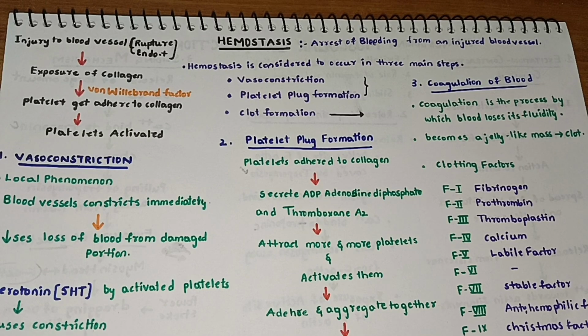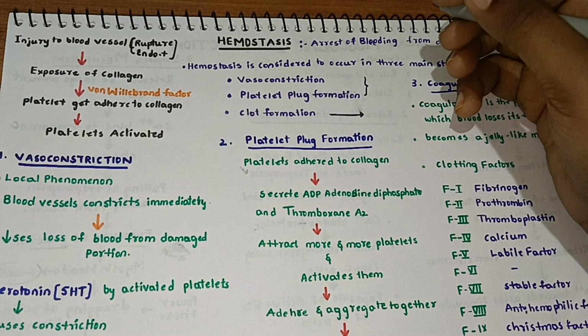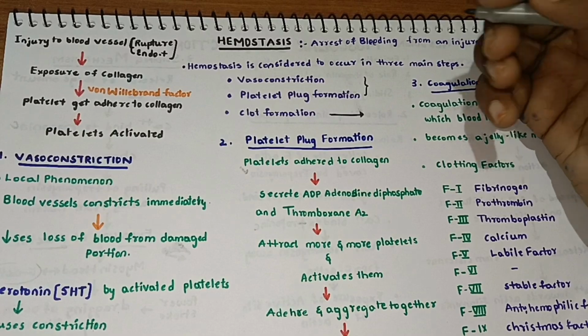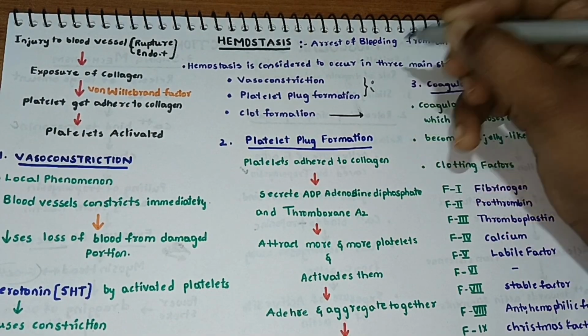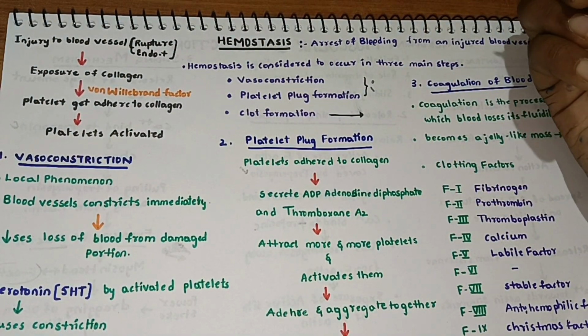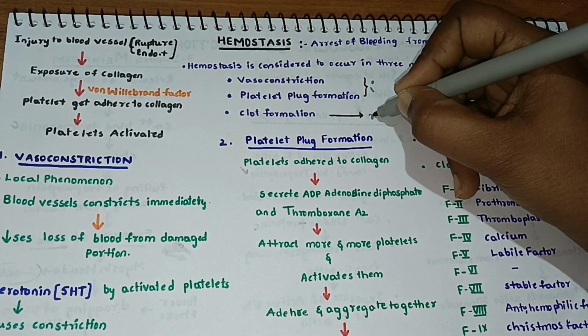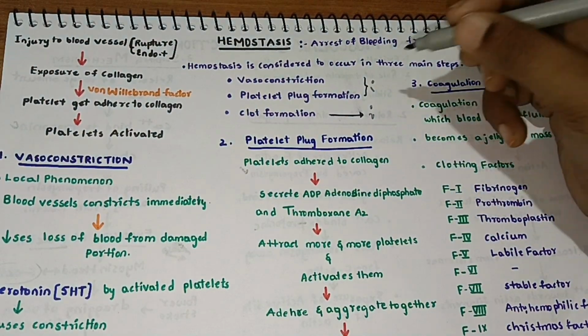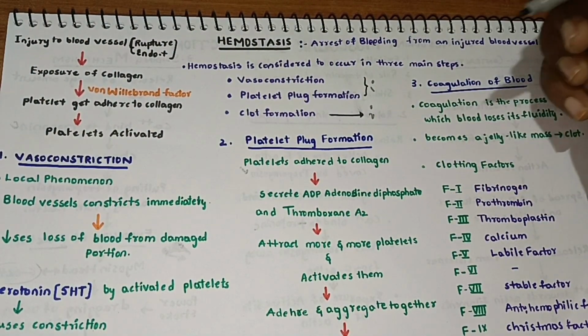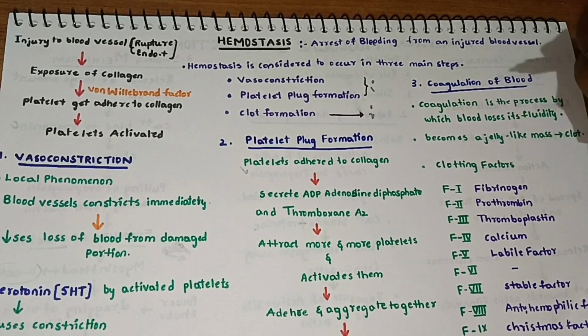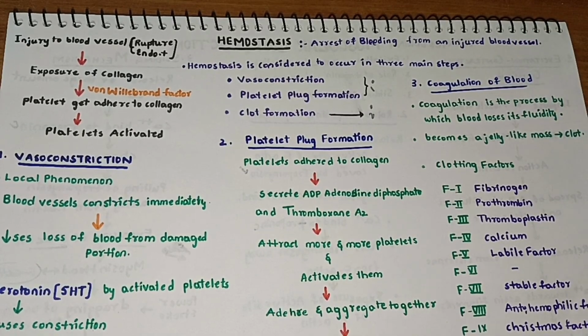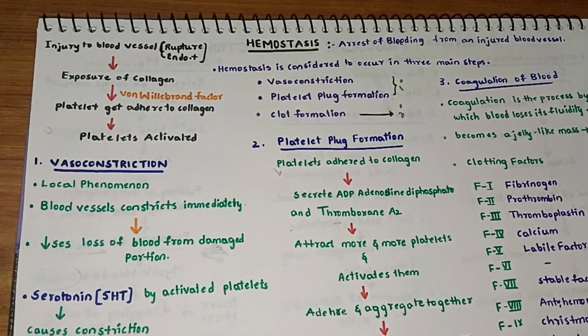Hemostasis. Hemostasis is explained under three main headings: vasoconstriction, platelet plug formation, and clot formation. Vasoconstriction and platelet plug formation are considered primary plug formation, whereas clot formation is the secondary one. Now let's see each one by one.